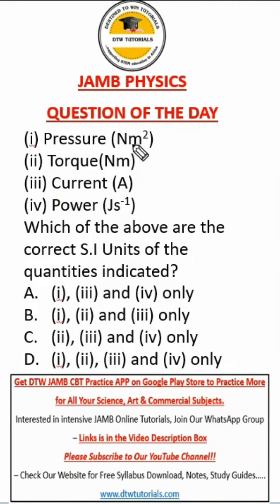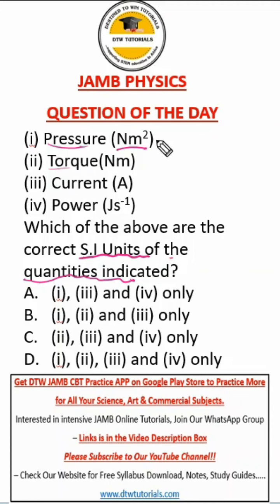It says pressure, you have this; torque, it has this; current, you have this; power, you have this here. It says which of the above are the correct SI units of the quantities indicated. So these are the quantities and these are the SI units. So we have to confirm which of them is correct.